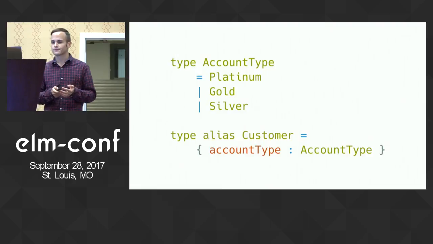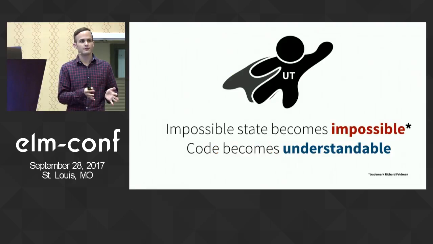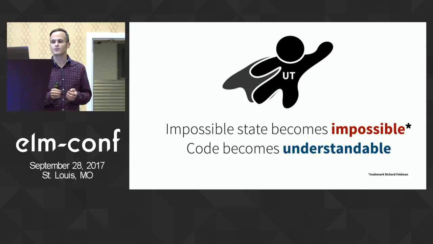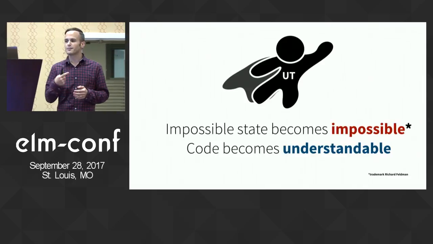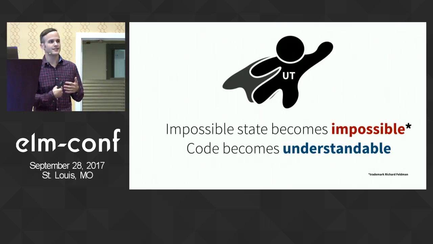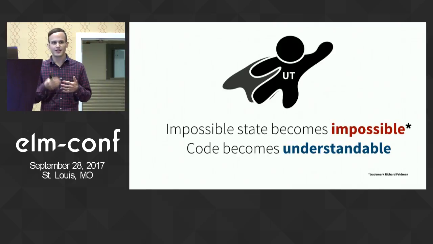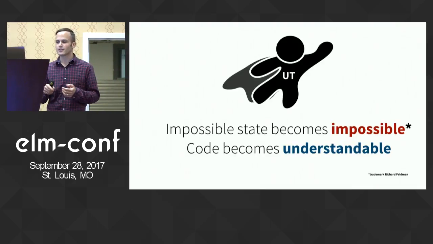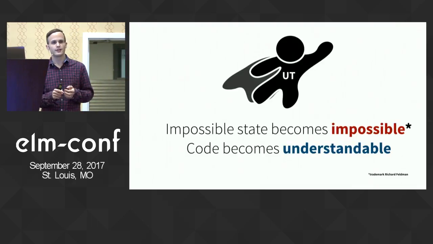So union types are really like the superhero of Elm. We can eliminate so many of the problems with Booleans and better represent our domain by consolidating separate fields into one state representation. Impossible state becomes impossible. More importantly for our team, code becomes more understandable and manageable.